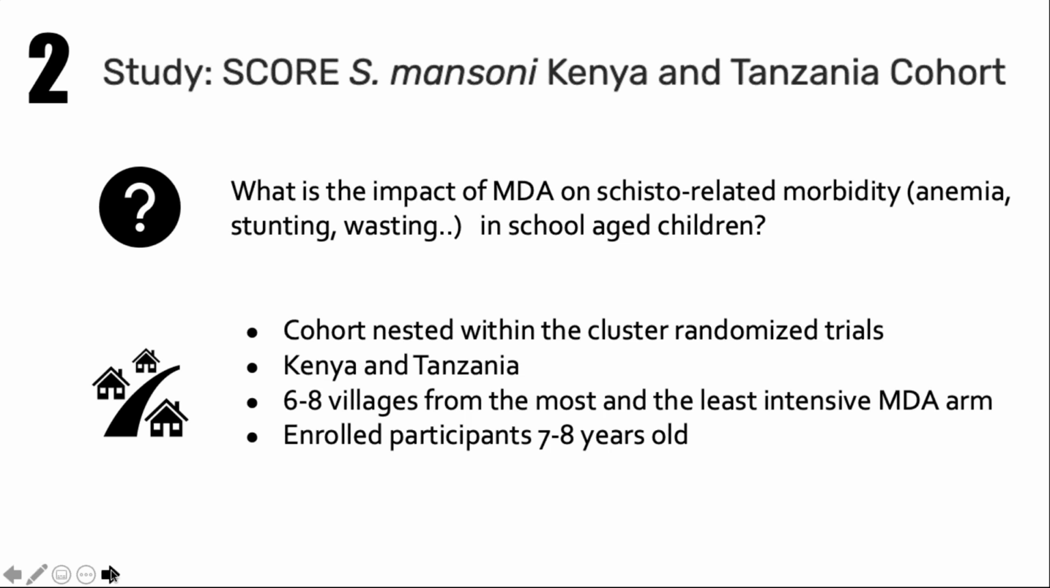The second study, that's the Schisto study that's on our site, is a cohort study that was nested within the cluster randomized trial that we just explored. It asked the question, does giving MDA actually improve morbidity measures such as anemia and stunting and wasting in school-age children? They chose participants in the first year and followed the same group over the course of the study.